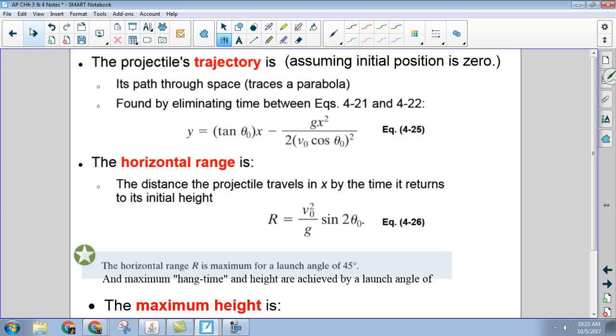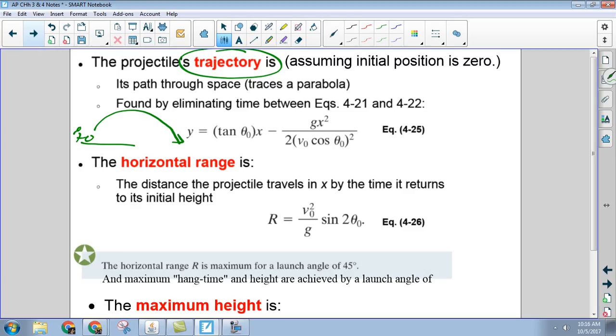So there what you'd want is an expression that tells you what the vertical position is as a function of the horizontal position, as opposed to as a function of time. So if you graph, here's a dude kicking a soccer ball. So this is the path that the projectile follows, right? That path is called its trajectory. And it's a literal map of the motion.